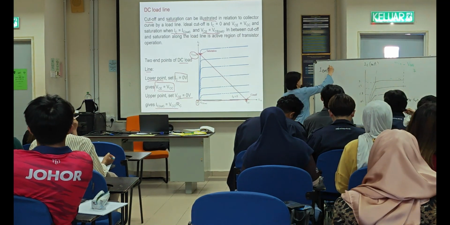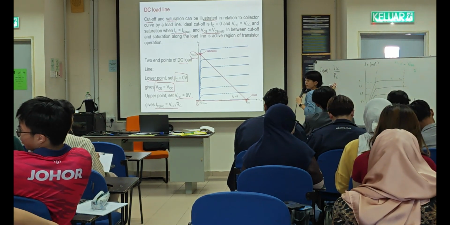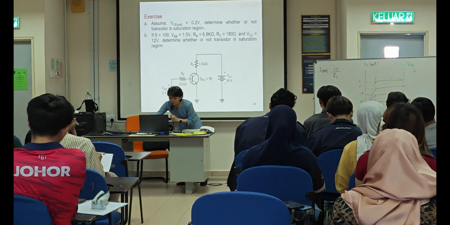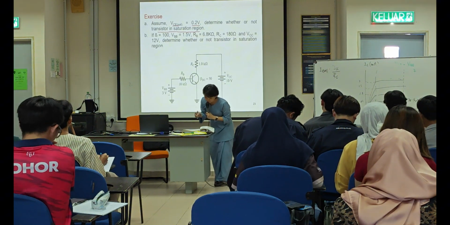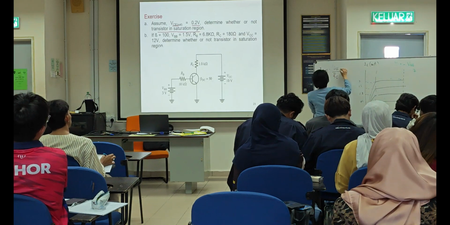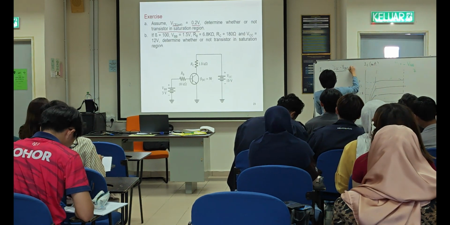VCC divided by your RC, right? IC saturated. Now they told you VCE is saturated at 0.2. So you have to consider this VCE saturated.